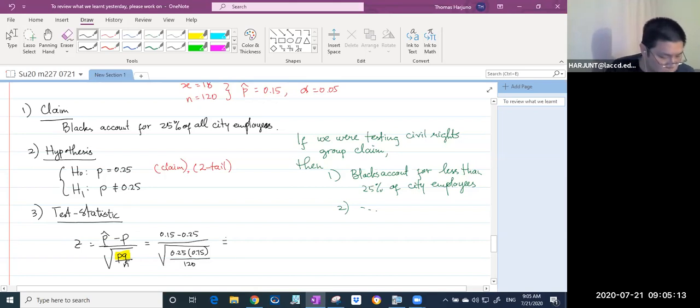So that's 0.15 minus 0.25 divided by the square root of 0.25 times 0.75 over 120. I get negative 2.52982.